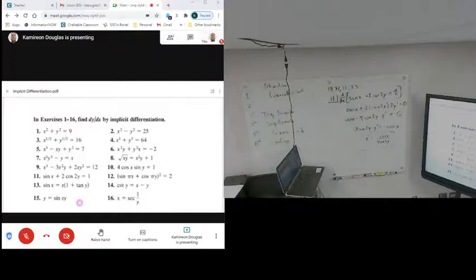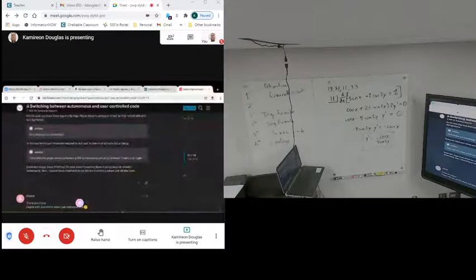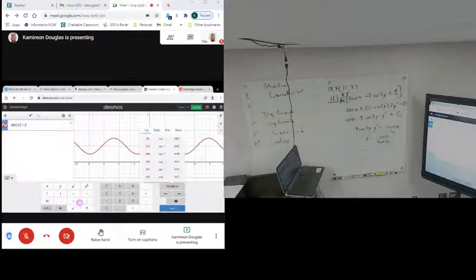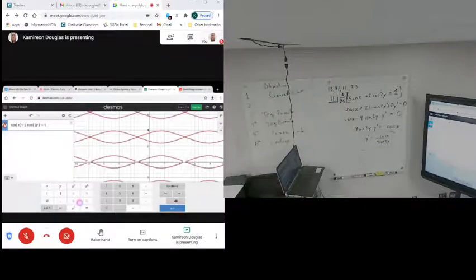Let's take a look at what my function looks like using Desmos. There we go. Original function was sine of x plus 2 cosine 2y equals 1. Oh yeah. Common helix formations. What I love is the fact that they end up having gaps sometimes. This is a rendering thing.